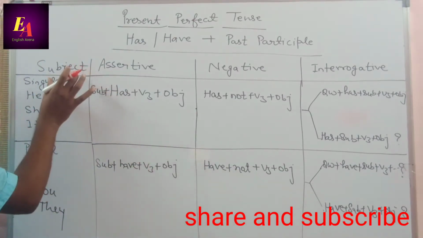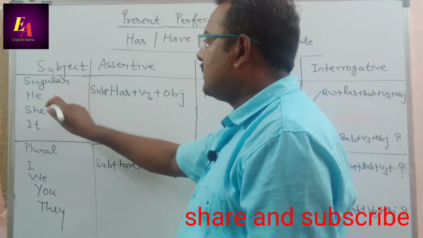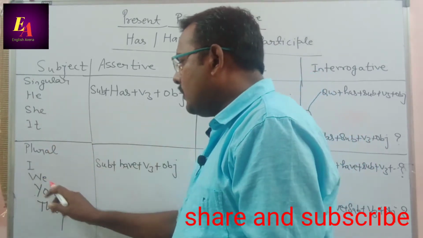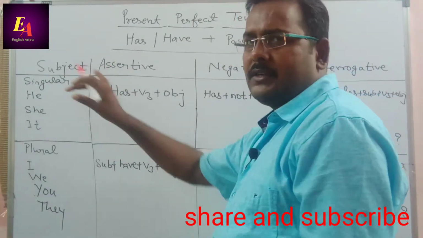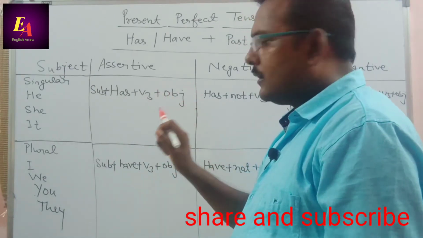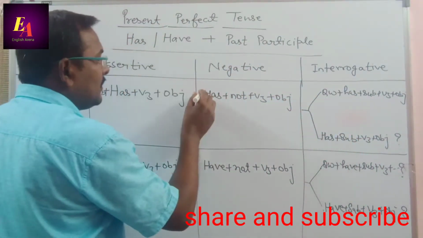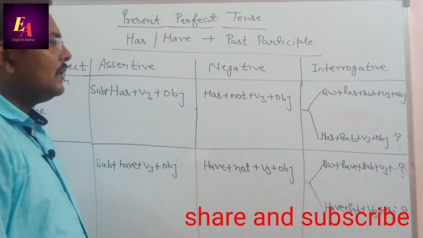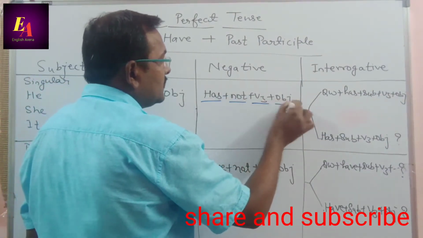Let's see. Subject, singular subject, as you know, he, she, it, and plural subject I, we, you, and they. We can use in an affirmative sentence like this: subject plus has plus V3 plus object. And in negative we can use subject plus has plus not plus V3 plus object. Let's see. Has plus not plus V3 plus object.